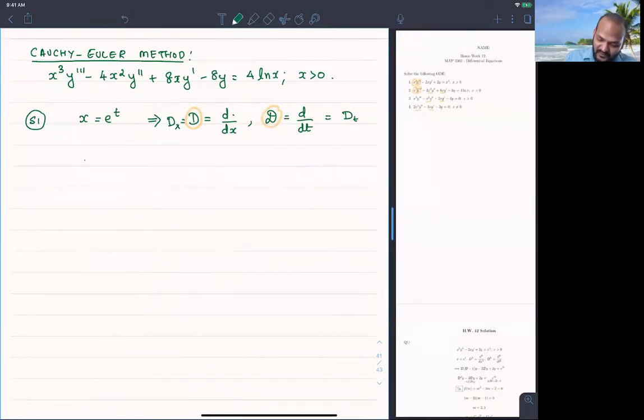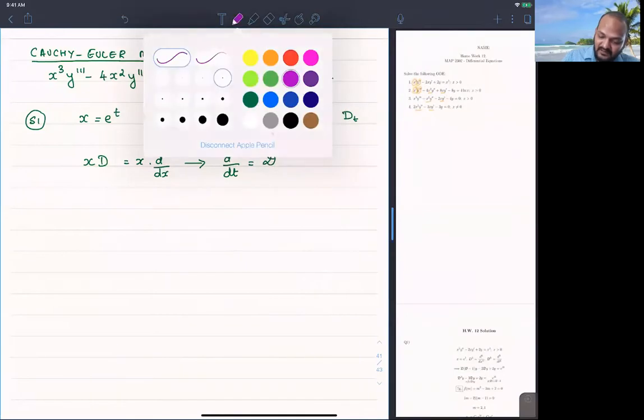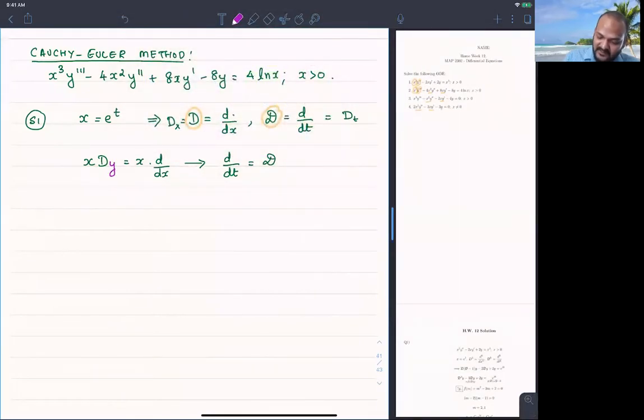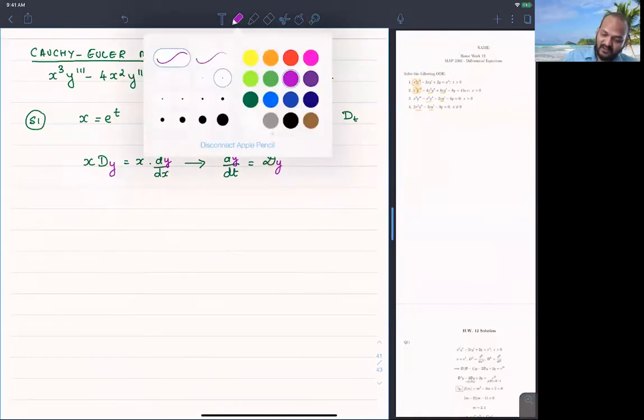Whenever I have x times the d as an operator, that is basically x times the derivative of a function with respect to x, it turns into simply d over dt, which is the script d. In other words, x dy, that is x times dy over dx, becomes dy over dt, right?